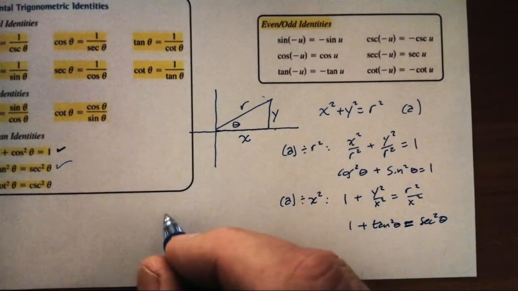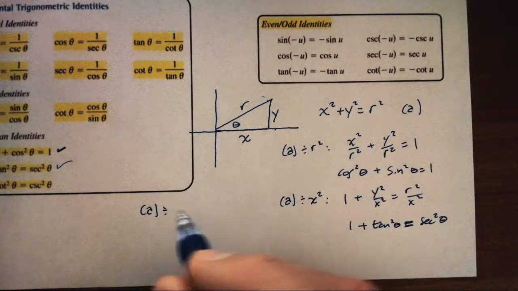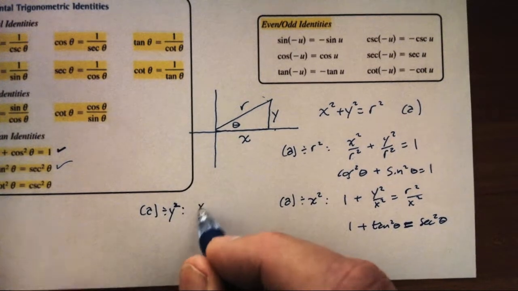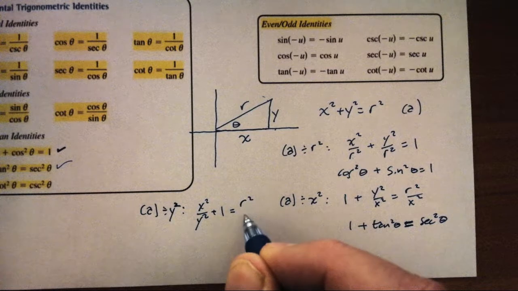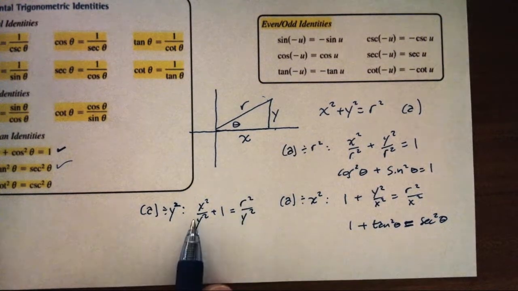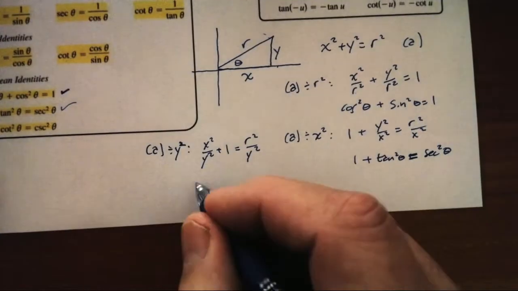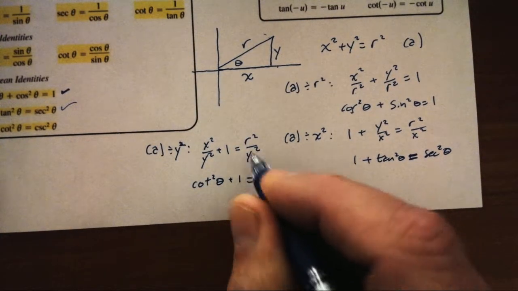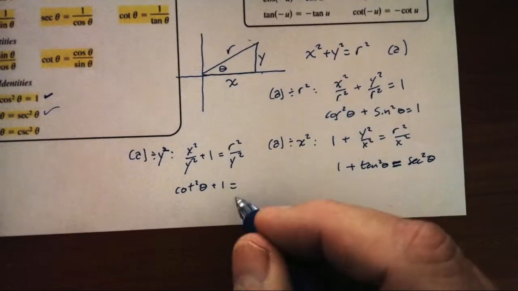Or, of course, our last option would be to take equation A and divide it by y squared. We would get x squared on y squared plus 1 equals r squared on y squared, or x on y, cotangent, squared plus 1 equals r on y, cosecant squared.